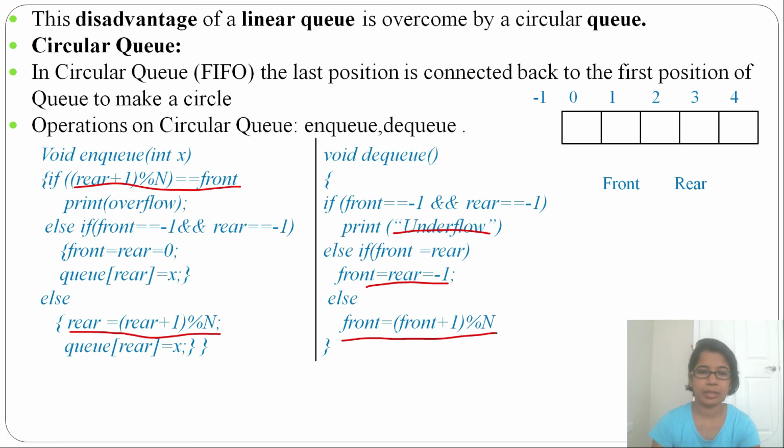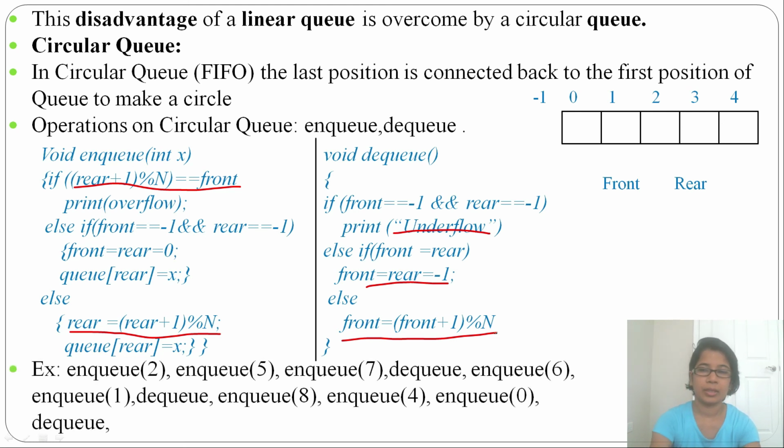So let's go through an example. So let's first do NQ 2. Initially front is pointing to minus 1, rear is pointing to minus 1. Okay, so when NQ 2, 2 will be inserted. So this is the condition of the second case. So you will insert 2 and you will make the front and rear pointers 0. Okay, so next is NQ 5.